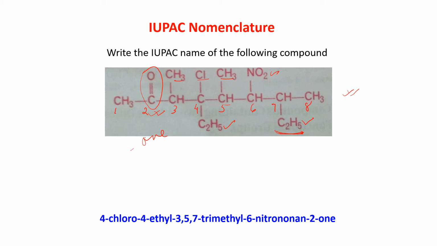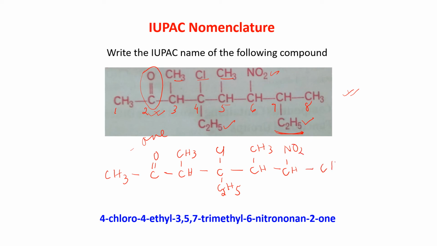Okay, but this chain can be written, this C2H5, it is at one end, so it can be broken into CH2 CH3. So let us write CH3, C double bond O, CH, CH3, C, Cl, C2H5, CH, CH3, CH, NO2, CH. Now break this one, CH2, CH3. I can write it in this way, and then CH3.